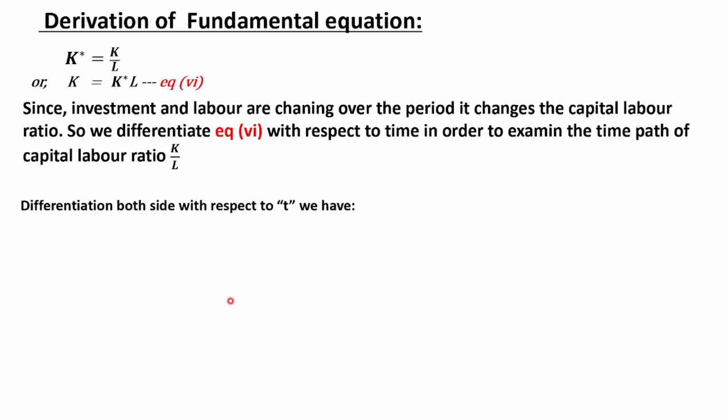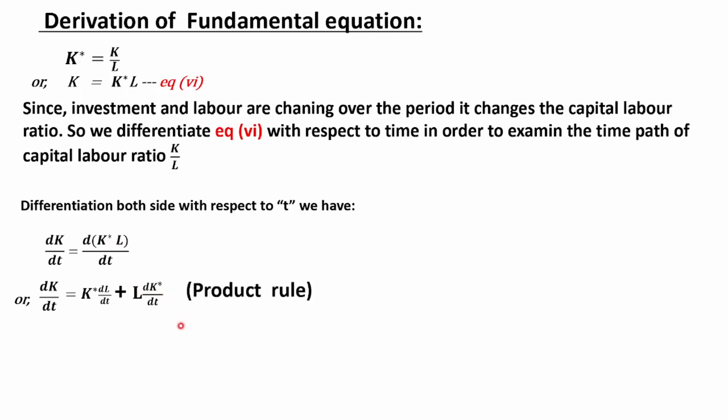We have dK upon dt. Here the differentiation of K is dK upon dt, and for k asterisk times L we get d(k asterisk times L) by dt. We can expand this using the product rule. On the first side, k asterisk is the coefficient and we take dL upon dt. For the second part, labor is the coefficient and we take dk asterisk by dt. So by using the product rule we get this step.